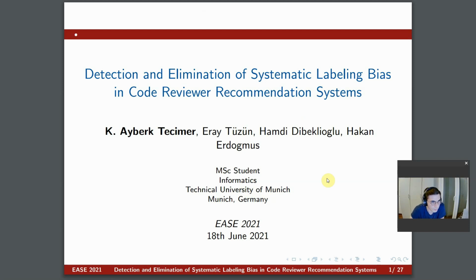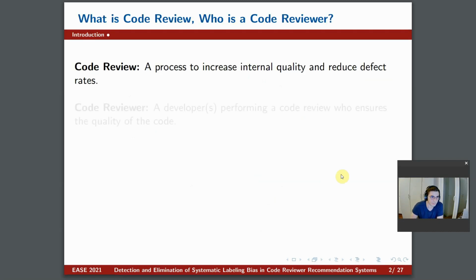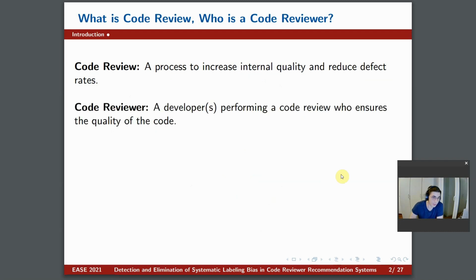Hello everyone. Today I will be talking about our recent work, detection and elimination of systematic labeling bias in code review recommendation systems. Let me quickly recap what code review is and who a code reviewer is. Code review is a process to reduce bugs in software systems, and the code reviewer is responsible for performing such code reviews and also responsible for the quality of the code being reviewed.